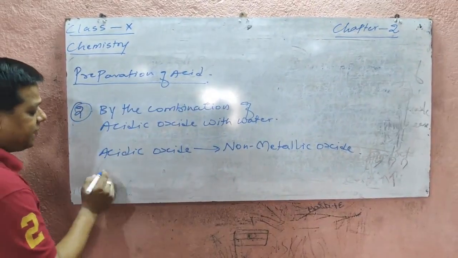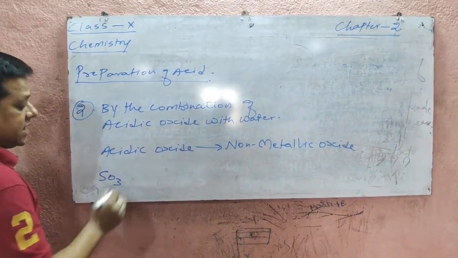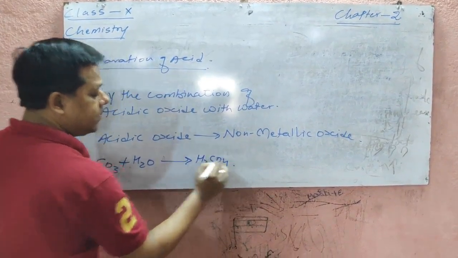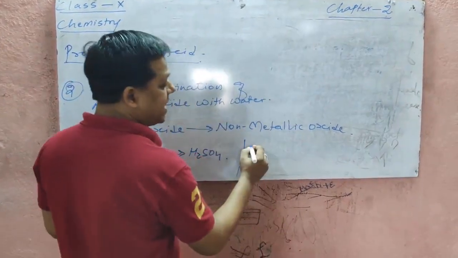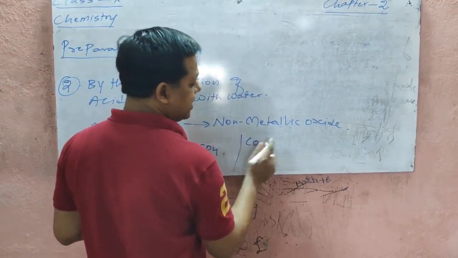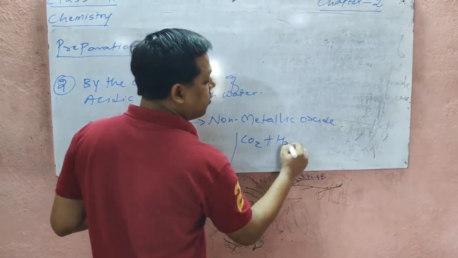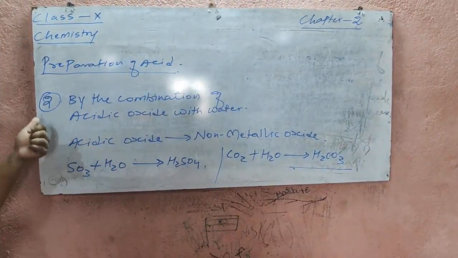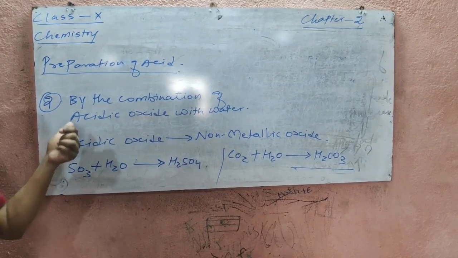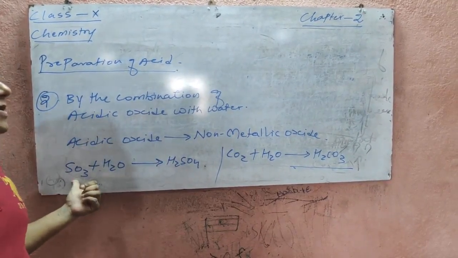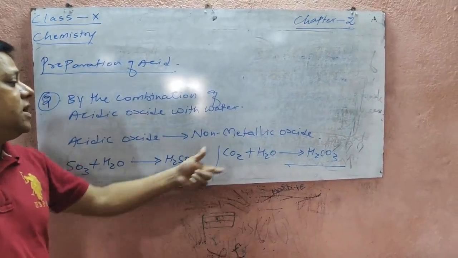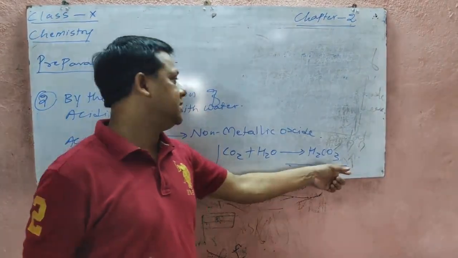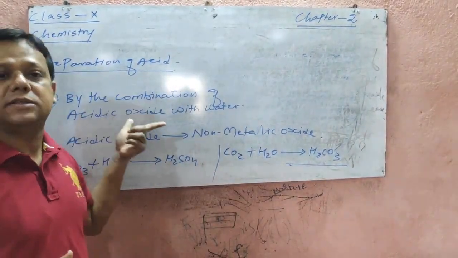For example, if we take SO3, sulfur trioxide, when it combines with water, it forms H2SO4. Another example, we take carbon dioxide. It is also a non-metallic oxide. Carbon is a non-metal. When it combines with water, it forms H2CO3, carbonic acid. So here we are seeing in the second method of preparation that acidic oxides such as sulfur trioxide and carbon dioxide combine with water to form acids such as H2SO4 and carbonic acid. These are the methods of preparation of acid.